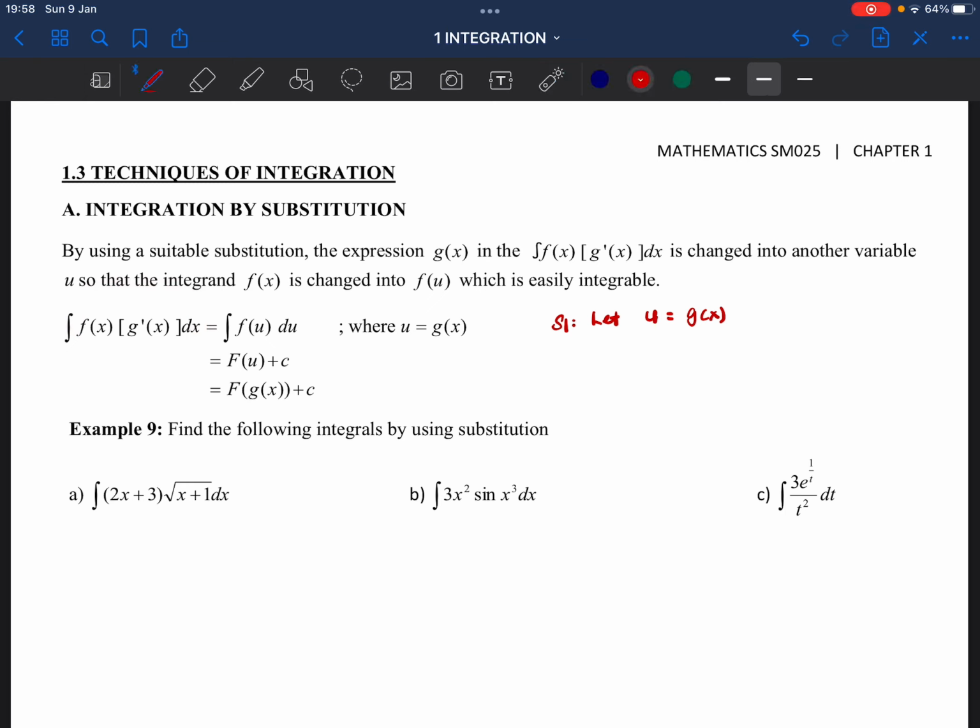Then we can differentiate, du over dx, so let's take it as g'(x). That is the first step: you have to choose your u and then differentiate.